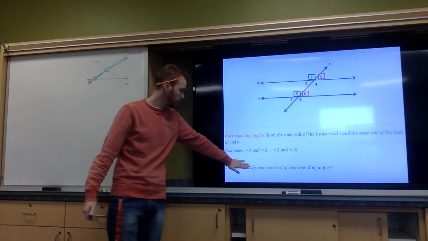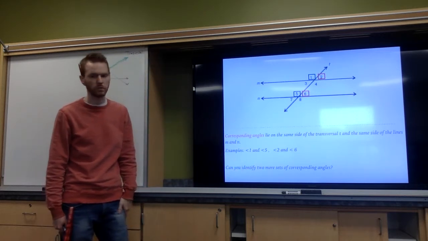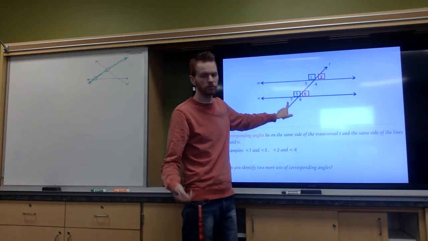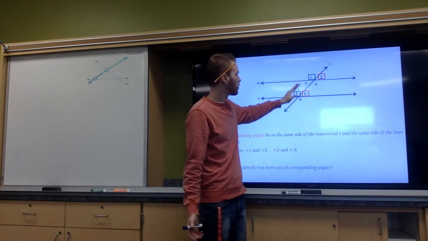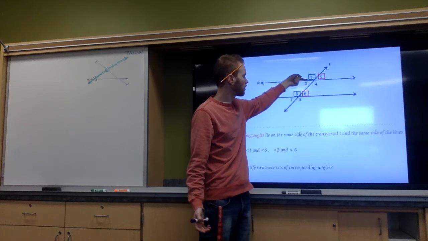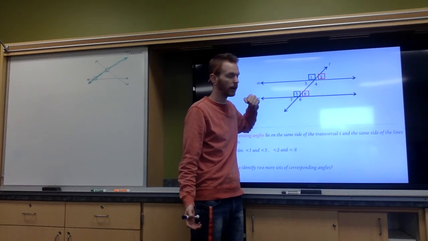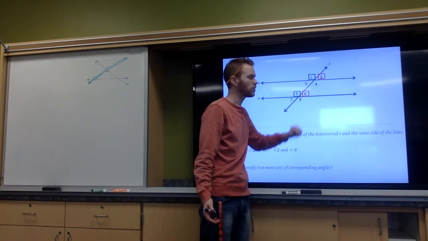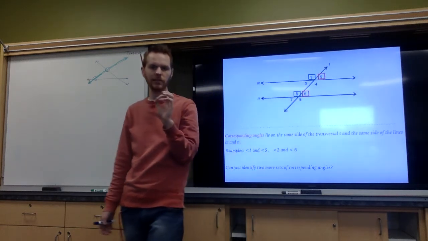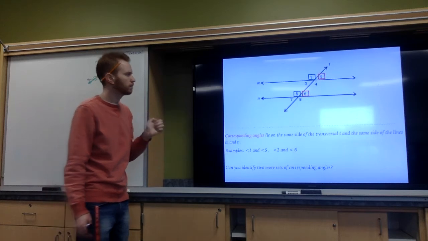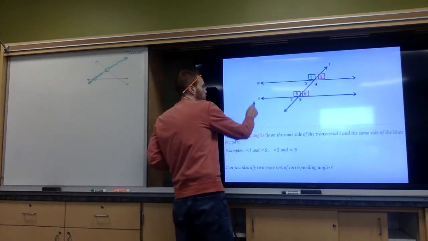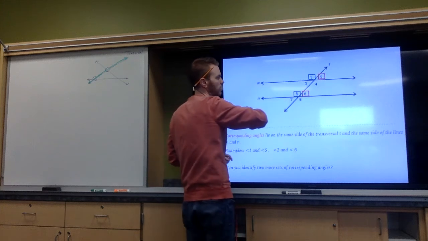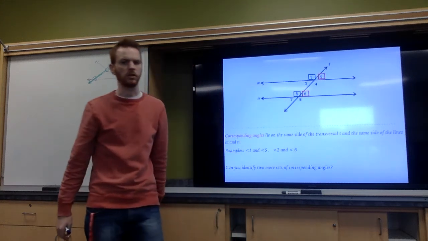So here it says, can you identify 2 more sets of corresponding angles? I think we can. 3 and 7 are one set. They're both to the left, and they're both underneath the line. And then 4 and 8 are both to the right and underneath the line. So, like I said, same location in both sections. If this was like one picture, and this was another picture, okay? We're looking at the same locations.